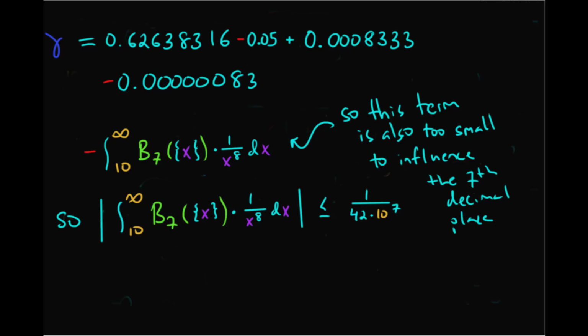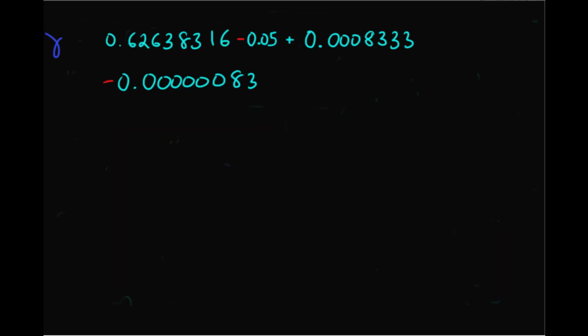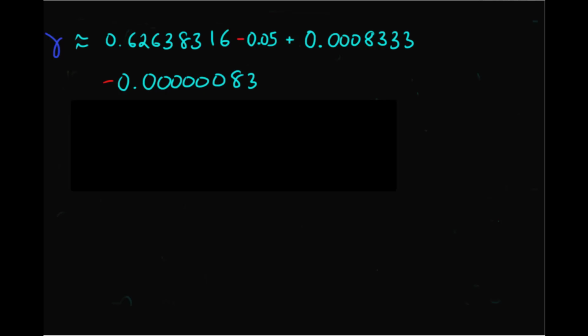And so even without directly computing the error integral, by making this powerful argument about how the periodic Bernoulli polynomials are bounded, we're able to at least show that our error has to be within a very, very small margin here. And so to at least 8 decimal places, we have that gamma is about equal to 0.6263816 minus 0.05 plus 0.0008333 minus 0.0000083. So in other words, our first term there is the 10th harmonic number minus log of 10.